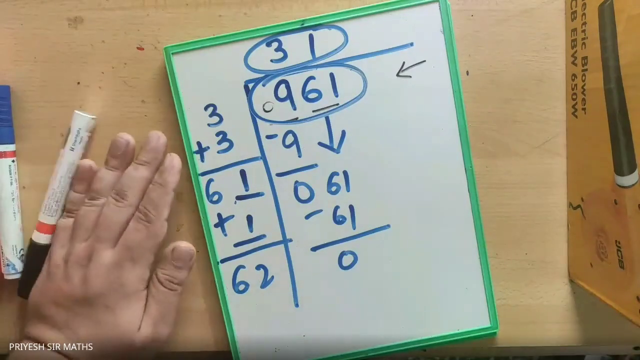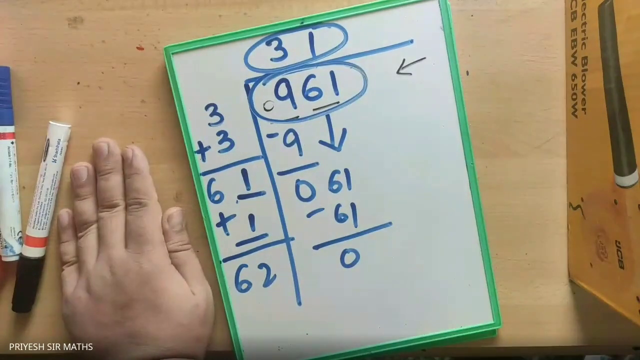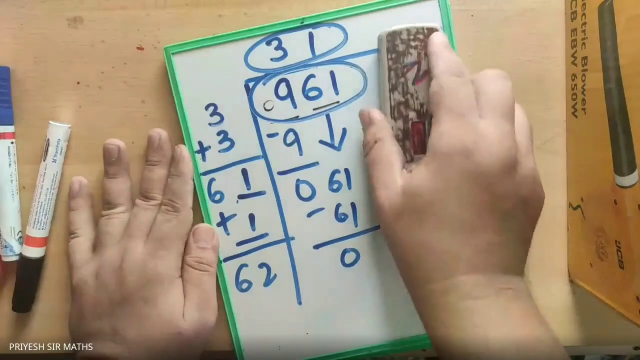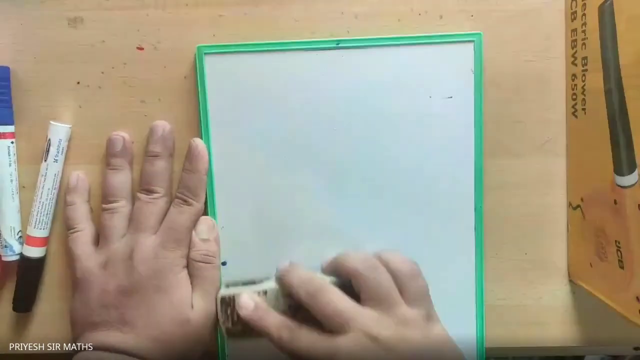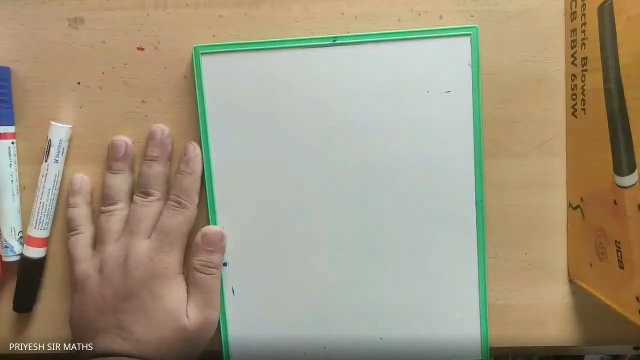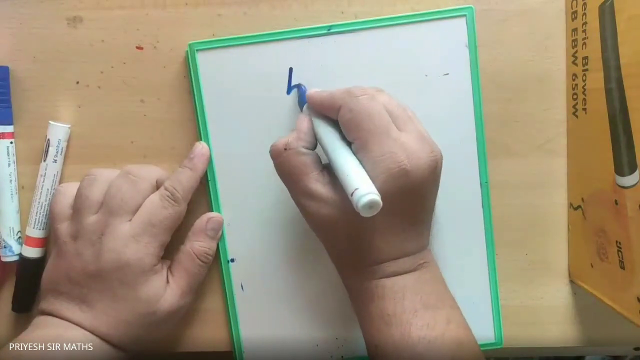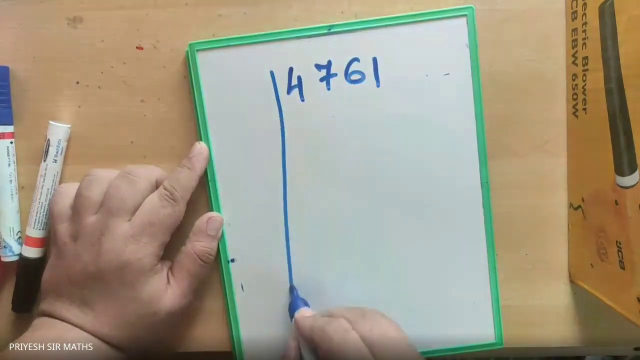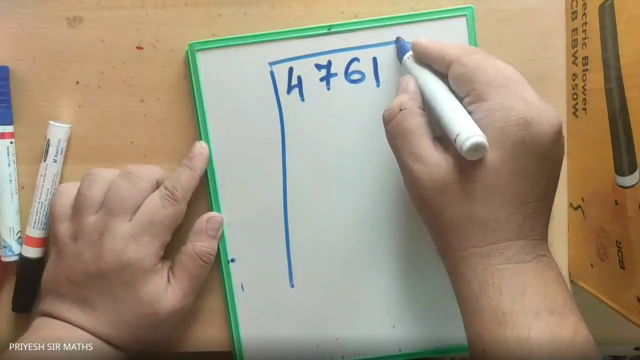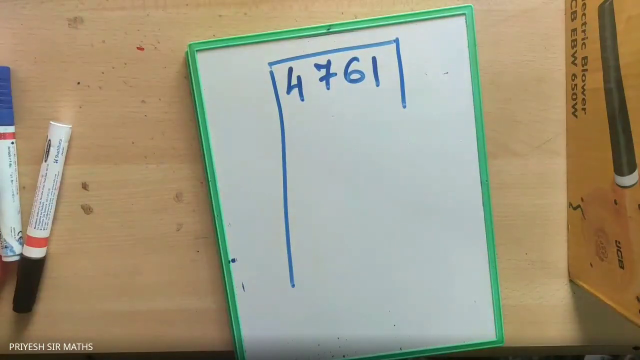Okay, so let us start with one more example. The question is, find the square root of 4761. Four, seven, six, one.